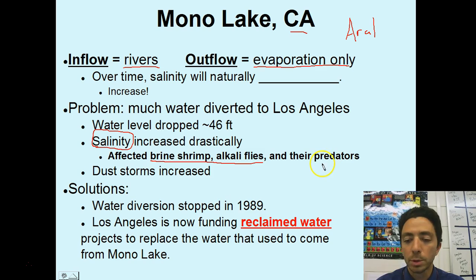The predators refers to some birds, seasonal birds that would migrate in and feed on these when they were really blooming in population. But with salinity up and water down, these organisms aren't as successful or aren't as viable, and so they started to die out and the birds stopped coming to the lake.